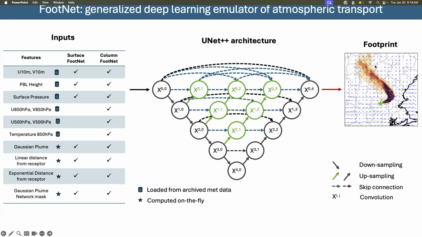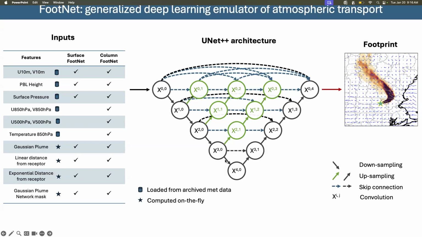And we have used the UNet++ architecture, which is a variant of the original UNet model that we were using in our previous papers. So this is again an autoencoder model, based on an encoder and decoder. The circles on the left side represent the encoder, and the circles on the right side represent the decoder. The encoder does downsampling to identify important information at different scales, and the decoder uses that information to compute a footprint.